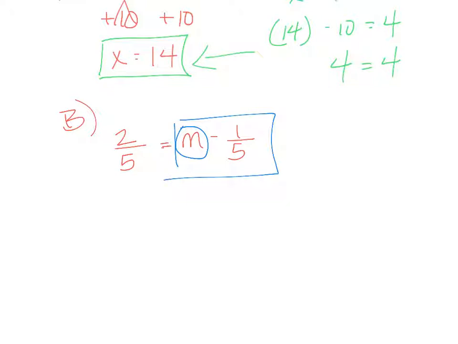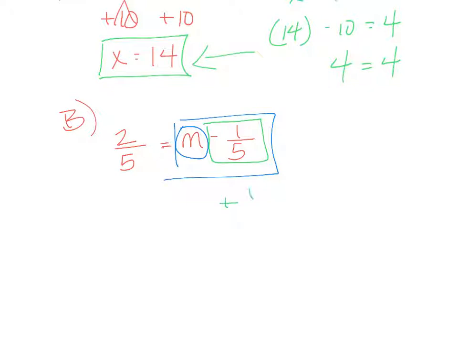-1/5 is not with M. So this is what we are moving. You don't have to draw these little boxes. I'm just using different colors to show you what I'm talking about. So that is a -1/5. So we need to use the inverse operation to undo it. Inverse of subtraction is addition.